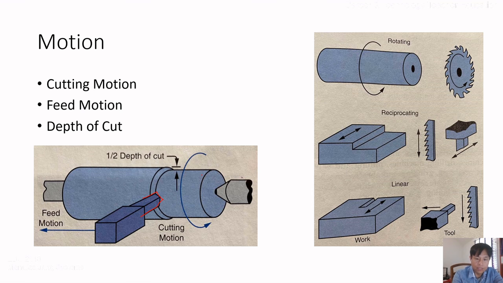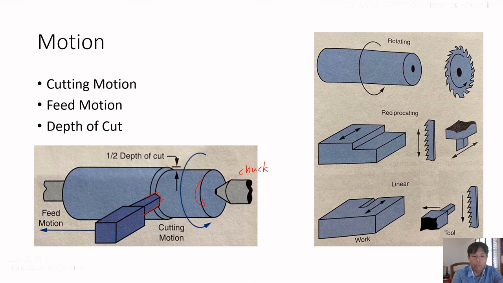So let's say this is a chuck, and the chuck holds this work. We rotate the chuck with the work, and we just hold the tool, then cut the work. So that means we have the cutting motion. This is the cutting motion, and the second one is the feed motion.